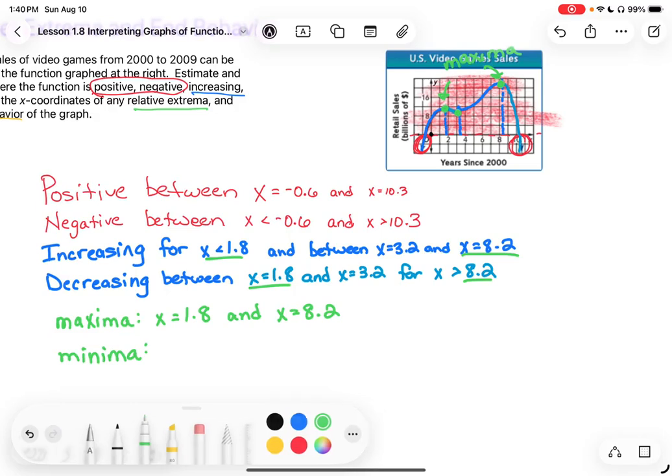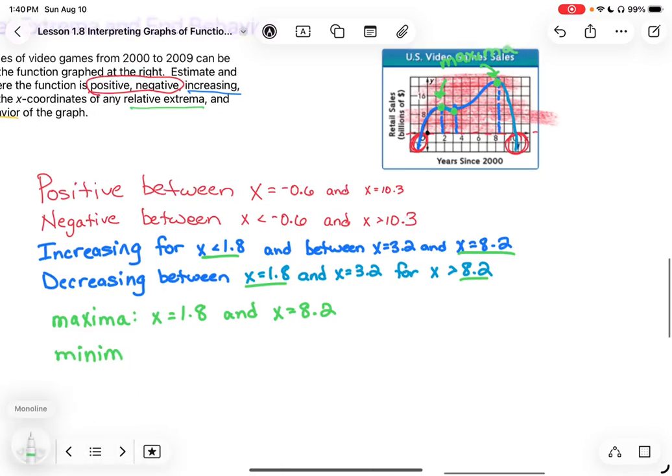And then we're actually going to have to change our wording here because we only have one minimum, not multiple. We have one minimum, and it's right here. One minimum at 3.2, the number that we used for it.